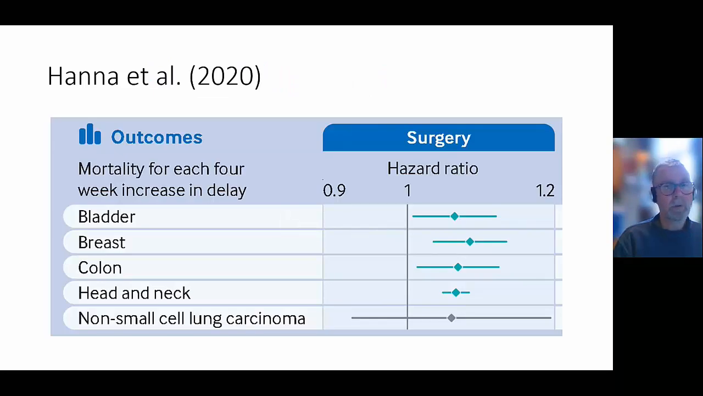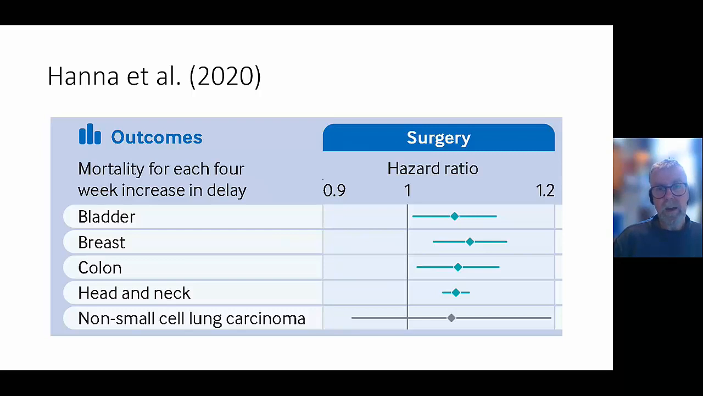Okay, now this is an example taken from Hanna et al. 2020, who were looking at mortality due to cancer treatment delay. It is a systematic review and subsequent meta-analysis and was published in the British Medical Journal, BMJ. And unsurprisingly, we see that there is a relationship between the delay in treatment and mortality, and even less surprising is that across a range of cancer types, the hazard ratio is almost always above 1.